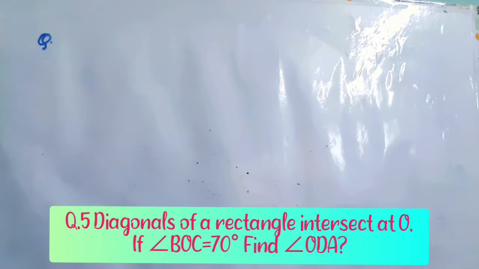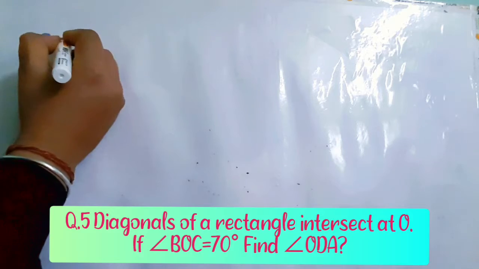Namaste everyone. In our previous video, we discussed till question number 4, and today we are going to discuss question number 5 of worksheet number 3. So question number 5 is: the diagonals of a rectangle intersect at O. If angle BOC equals 70 degrees, find angle ODA. So this will be your question number 5.